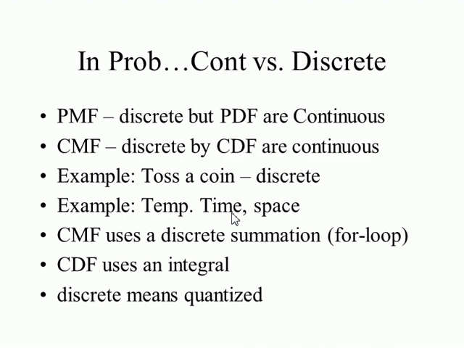So when you're dealing with image processing that includes images that have been digitized, then you must be using cumulative mass functions and probability mass functions. That's for digitized data. That's discrete data.